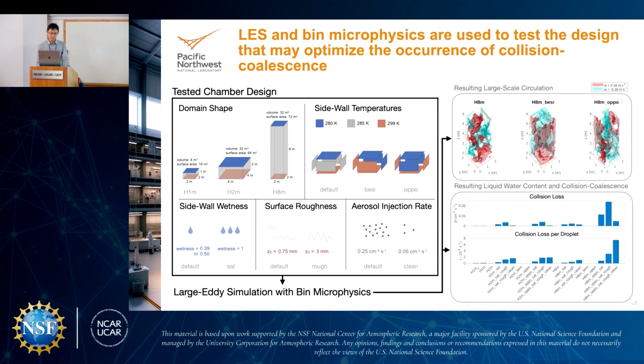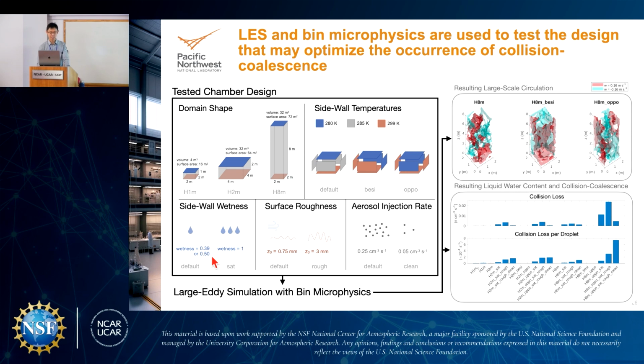In this work, we test different chamber designs, like we enlarge it or we make it much taller, and we also test different sidewall temperatures. Because in the Pi chamber, there is only a single temperature, but that may kill the supersaturation. So we want to see whether we can have different temperatures on the sidewalls to make the cloud collision coalescence stronger.